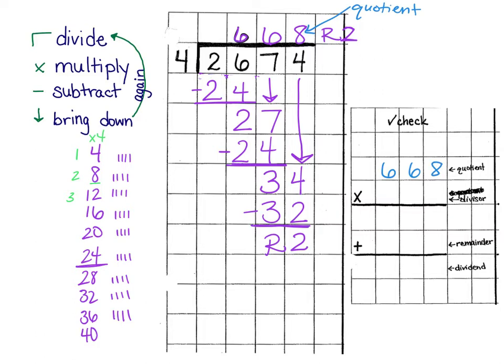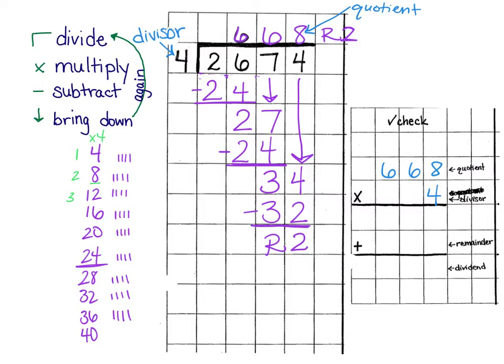668. Then we take the divisor. Here's our divisor. Write that down too. 4.